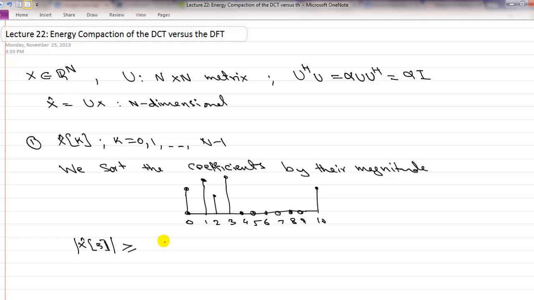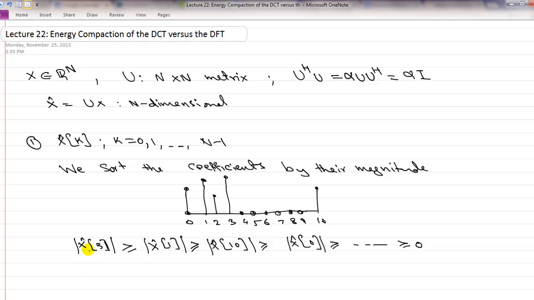So x hat 3 is greater than or equal to x hat 1, which is greater than or equal to x hat of 10, greater than or equal to x hat of 0, and all of them are greater than or equal to the rest, which are greater than or equal to 0. The idea of energy compaction is that you sort your coefficients in descending order by their magnitude. The largest coefficients go first, and of course you have n of them.